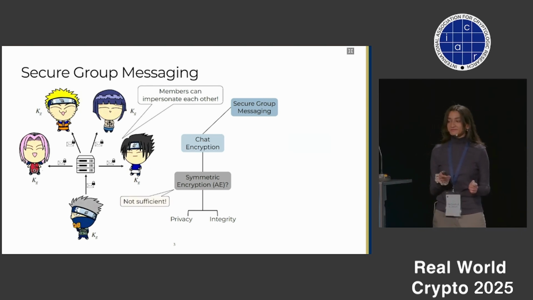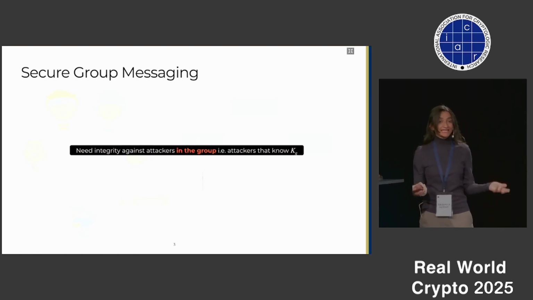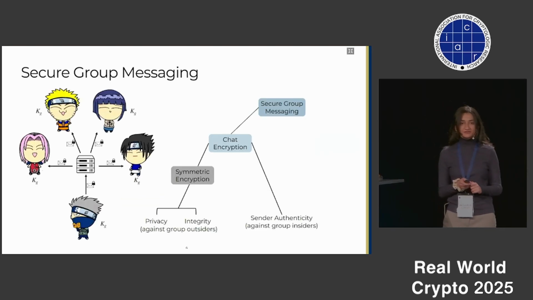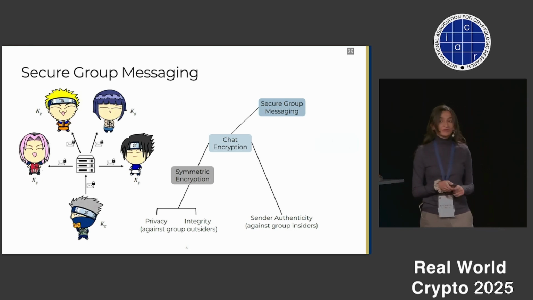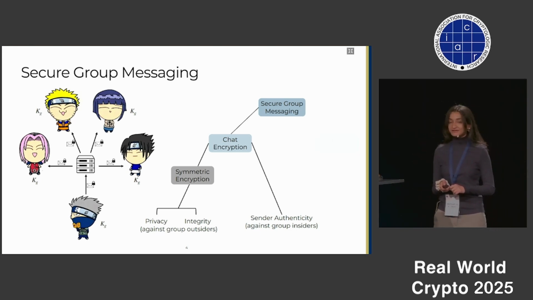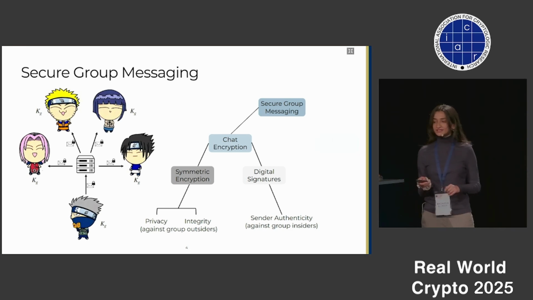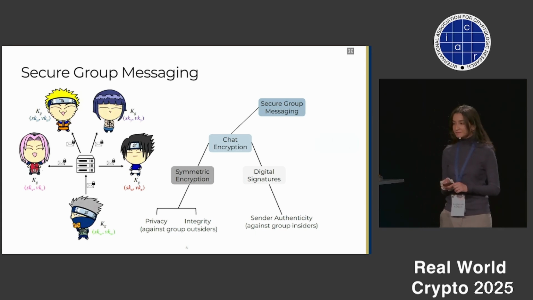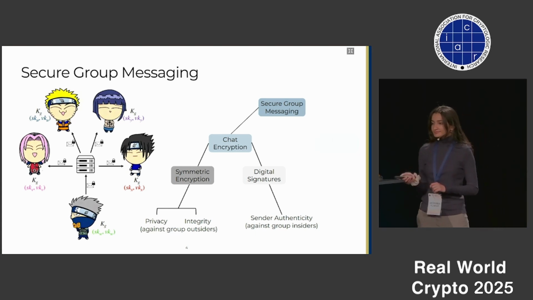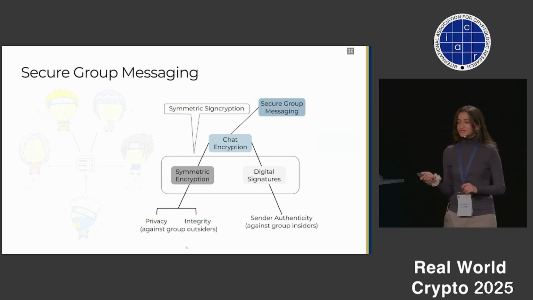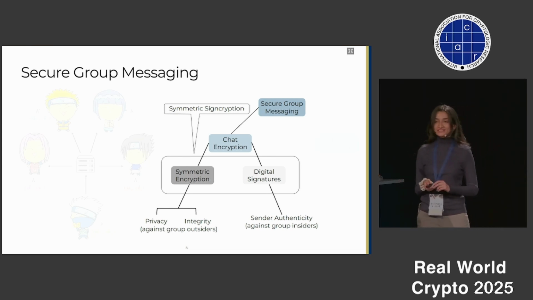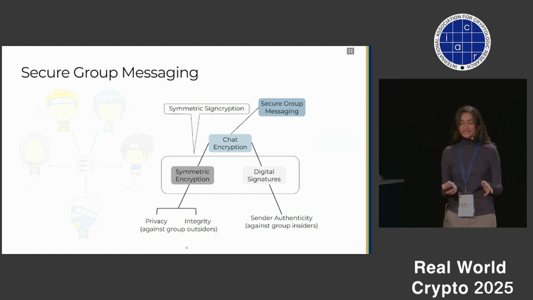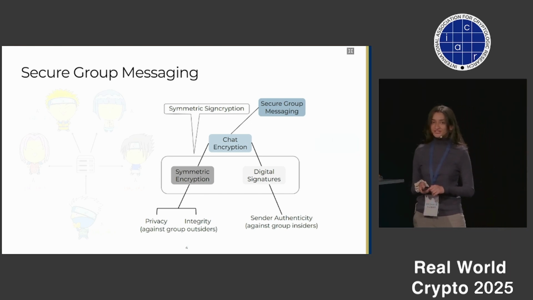We also want integrity against members in the group. In other words, we want chat encryption to guarantee sender authenticity against group insiders, as well as privacy and integrity against group outsiders. Naturally, we can achieve sender authenticity using digital signatures. This means that in addition to sharing a symmetric group key, group members additionally have their own signing key pair. And we formalize chat encryption in group messaging apps as the symmetric sign encryption primitive that aims to jointly capture the security goals of symmetric encryption and digital signatures.